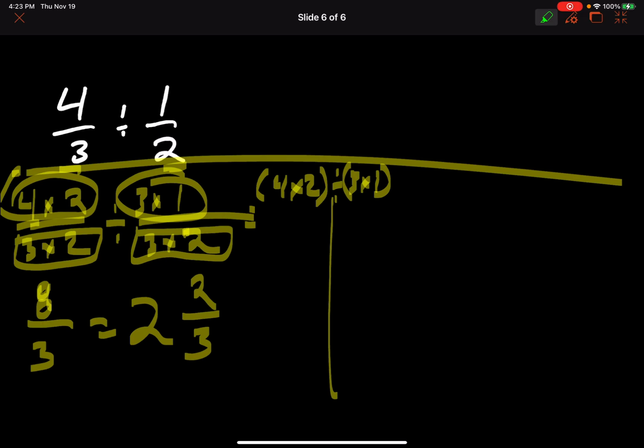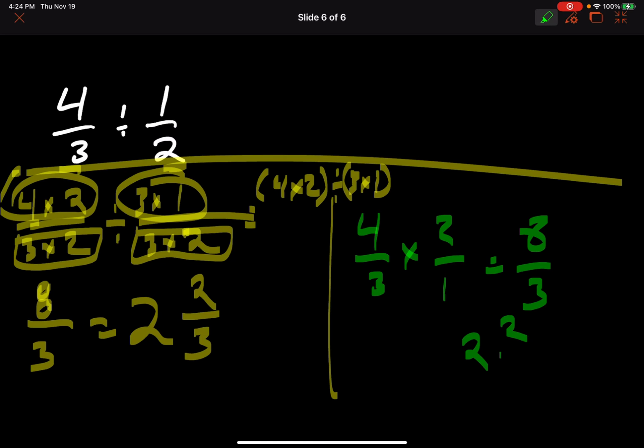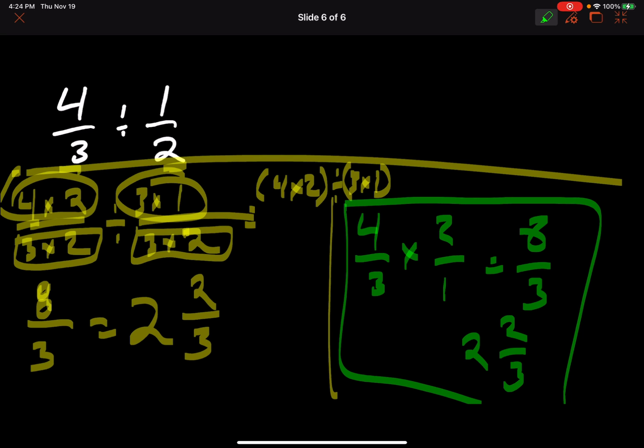Okay, so if I'm just going to invert here, I have 4/3 times 2 over 1. So this would be 8, and this is going to be 3, and that would be 2 and 2/3. Okay, so again, both answers are exactly the same, but one way is way easier than the other. Clearly, this way is way easier, so just take the reciprocal.